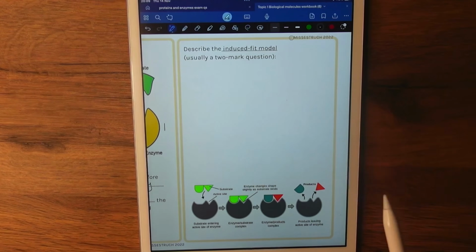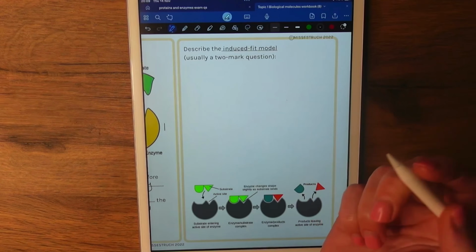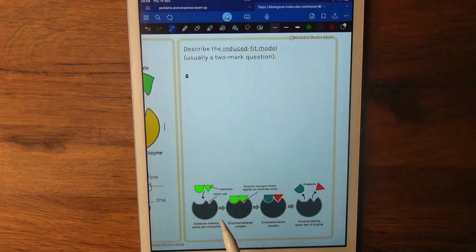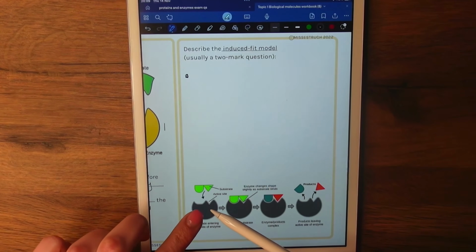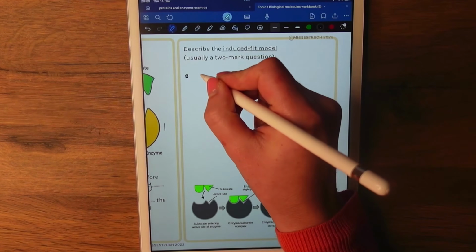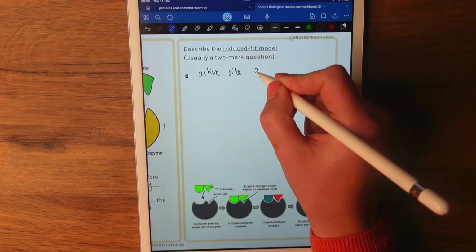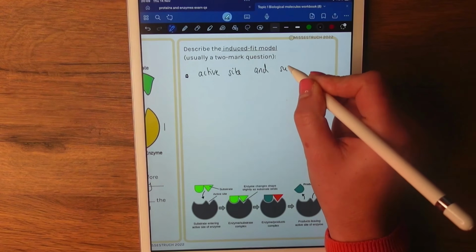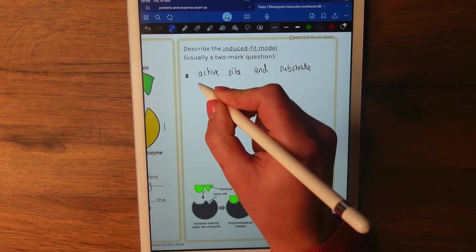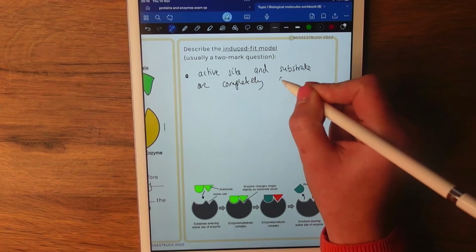So this is usually a 2-mark question. You've got the image at the bottom to help you with this. What you could have then is, we can see that the substrate and active site are not completely complementary to start with. So that's the first mark. So are not completely complementary.